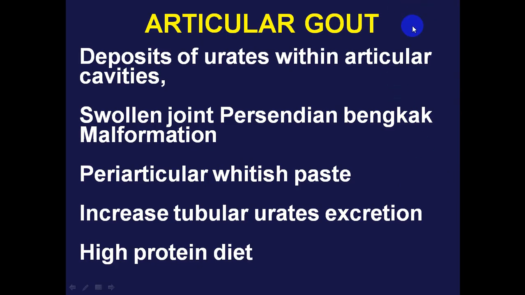And some of this articular gout also can be caused by a high protein diet. So the proteins will usually have a lot of purines. Okay, these purines will be transformed into uric acid, in particular in the liver. More protein diets, more uric acid.